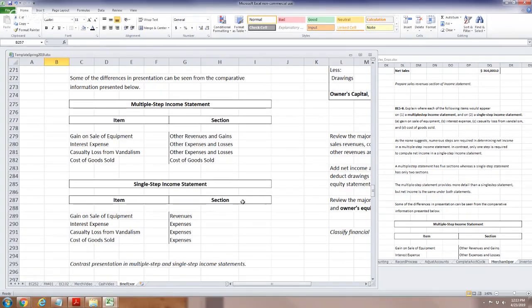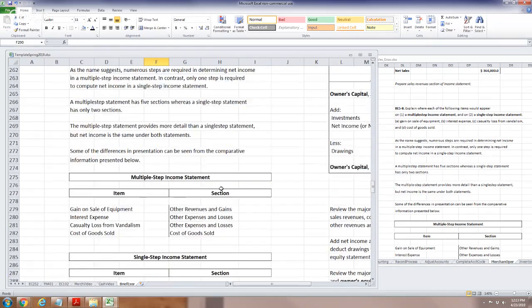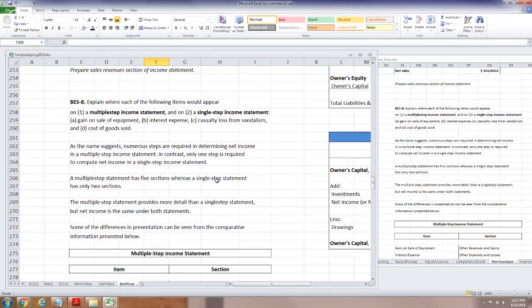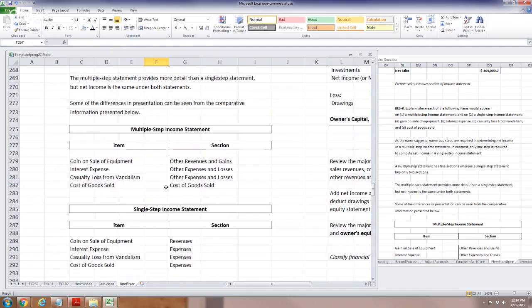So everything's more divided with the multi-step income statement, and it's a little more complicated, but also a little more detailed, a little more itemized. That's the difference between those. The multi-step has five sections, while the single step has only two. You guys can read through the rest of this when I send it out. There are numerous steps required in determining net income in a multi-step income statement, in contrast, only one step is required to compute net income in a single step income statement.